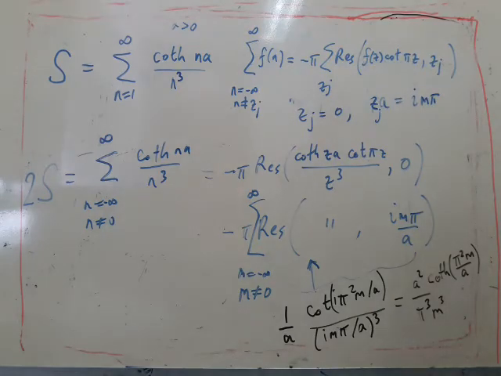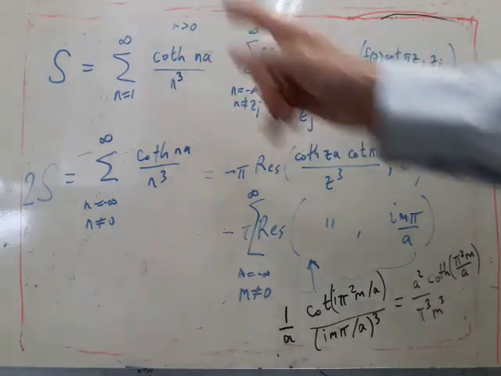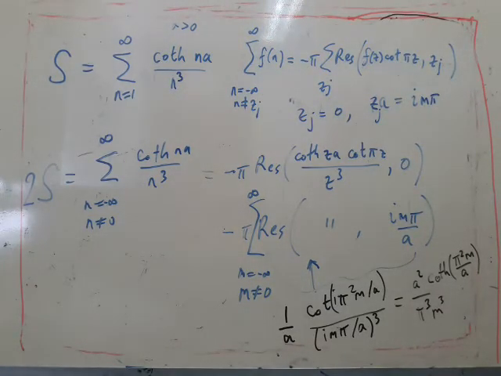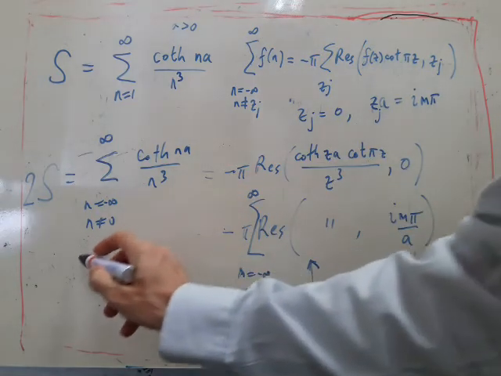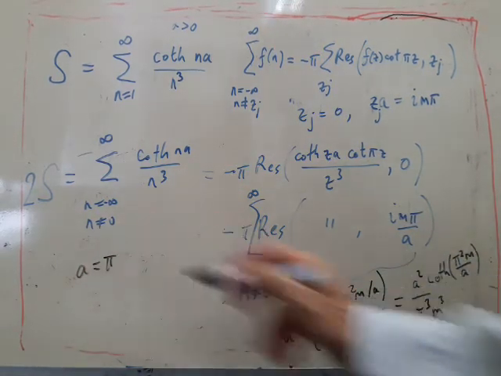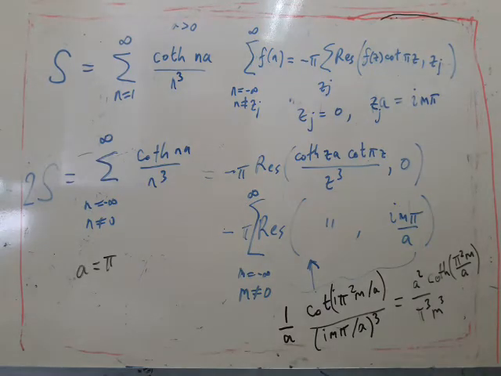So if we choose a equals pi, then what would happen? We would get the sum of coth pi m divided by m cubed. And if a is pi, that would mean that we get exactly the same sum that we're trying to work out. So the only way we can evaluate this is if we choose a to equal pi. So we now put a equals pi, and this is the problem we can actually solve.